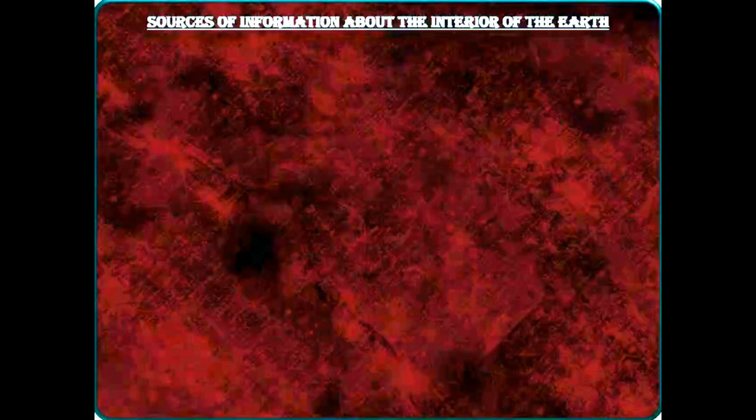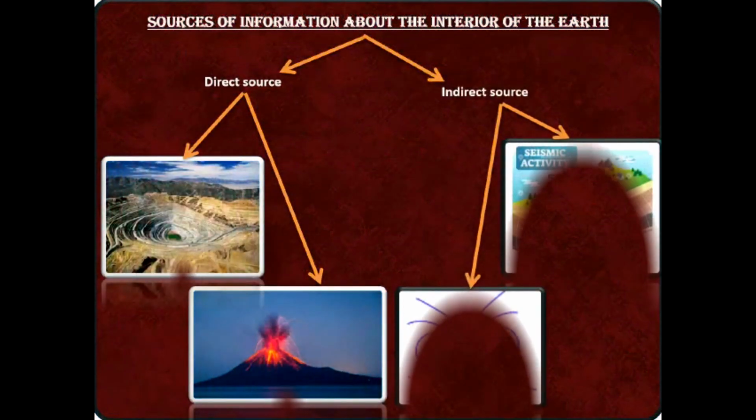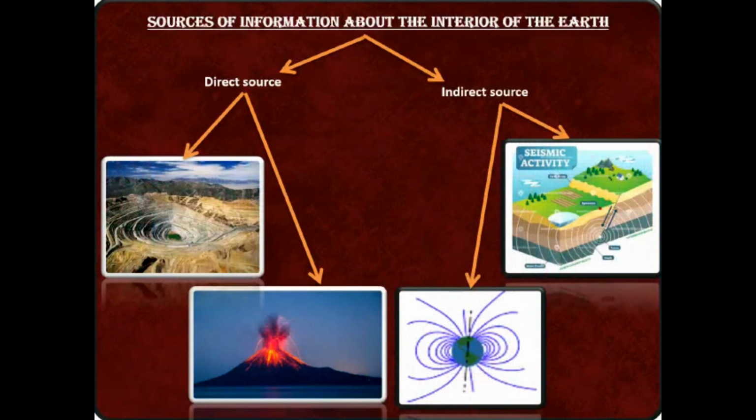Sources of information about the interior of the earth. Students, as we know that the knowledge about the interior of the earth is obtained through direct sources and indirect sources. Now, what are direct sources? Direct sources include rock materials from mining areas. What are mining areas? Mining areas means extraction or removal of coal from its natural deposits. So, direct sources include rock materials from mining areas and molten magma from volcanic eruptions.